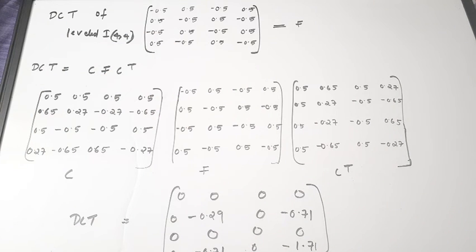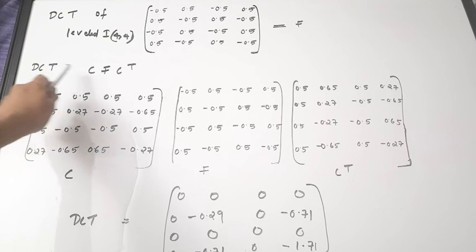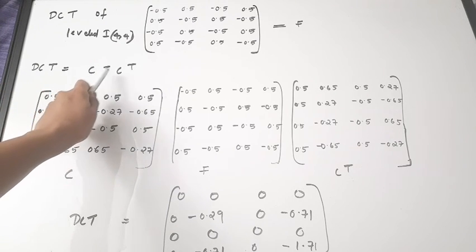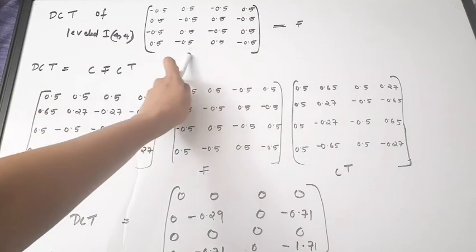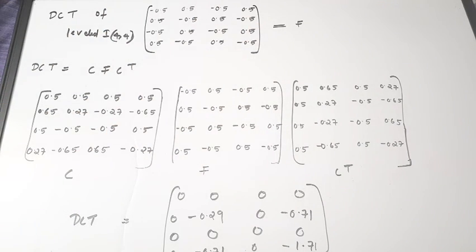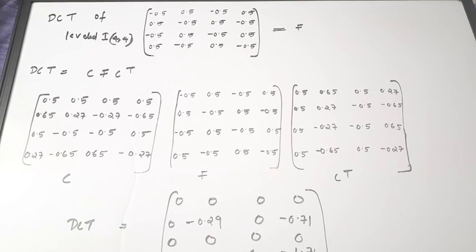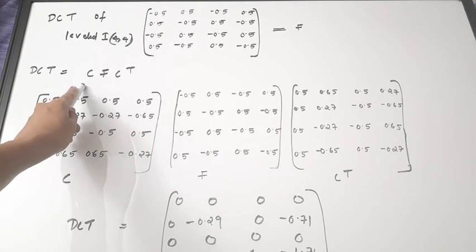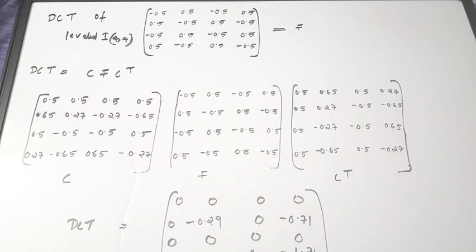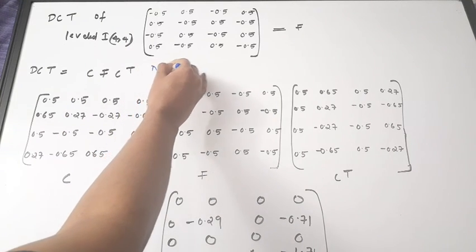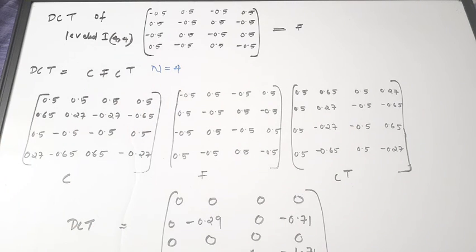You have to perform the discrete cosine transform. That is, you have to compress this image matrix, by applying DCT. The operation that you have to perform here, in order to find the DCT, is C, F, C transpose. So this is the F matrix, which is your given image matrix, taken as F. So you have to perform C, F, C transpose. Now, you can clearly see that the n value is equal to 4. It is a 4 by 4 matrix, so n is equal to 4.